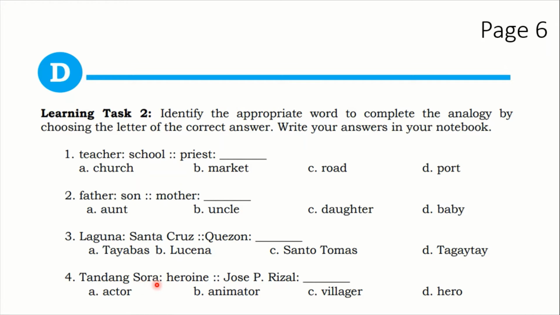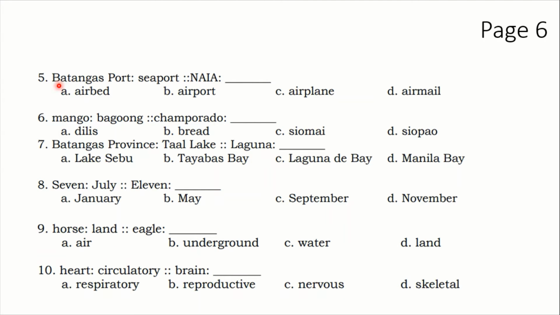Number 4. Tandang Sora is to heroine as Jose Rizal is to blank. Tandang Sora was a heroine. Jose Rizal was a what? A. An actor, B. Animator, C. Villager, or D. A hero. Write your answer down. Just follow the procedure with items 5 to 10.